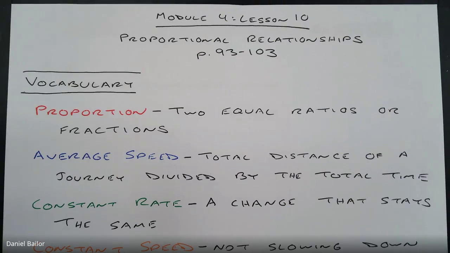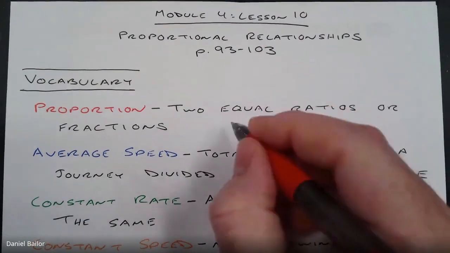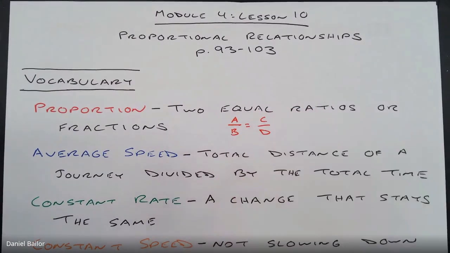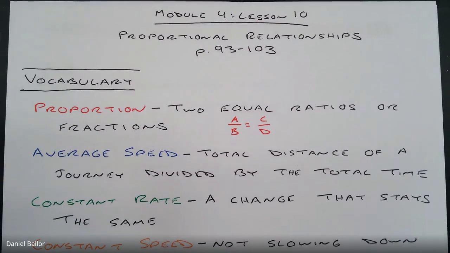The first one is proportion, which we saw before. I believe it was in Lesson 7, maybe Lesson 8. I can't remember off the top of my head. But a proportion is 2 equal ratios or fractions. So remember, a proportion looks like 2 fractions with an equal sign. That's a proportion. We're going to be seeing those today. In fact, we're going to be writing proportions today to solve some problems. And the problems are going to be about things like speed and rate. So that's why our second word is average speed.